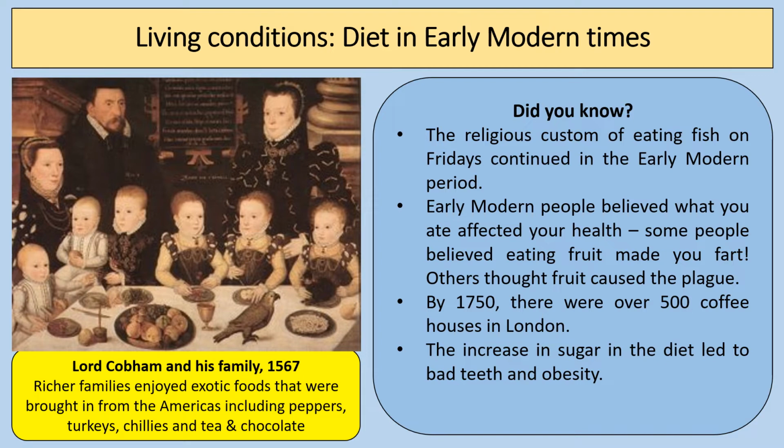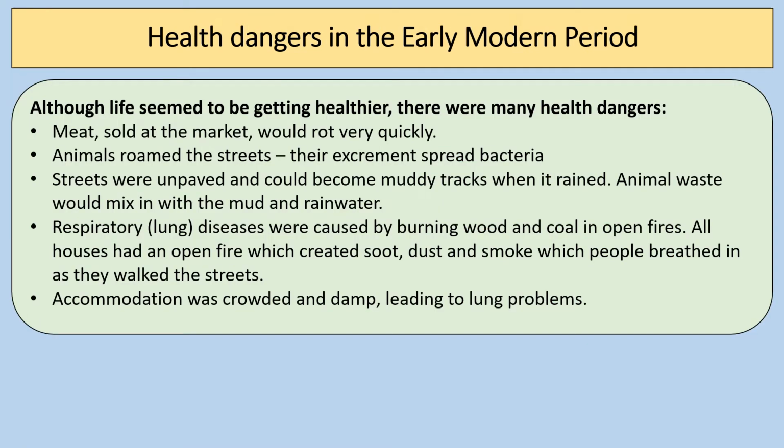Coffee becomes popular. By 1750, there are 500 coffee houses in London, and the increase in sugar in the diet led to bad teeth and obesity. Famously, Queen Elizabeth I had pretty bad teeth, and her teeth were all rotten and black by the end of her reign. So there's lots of health dangers in the early modern period.